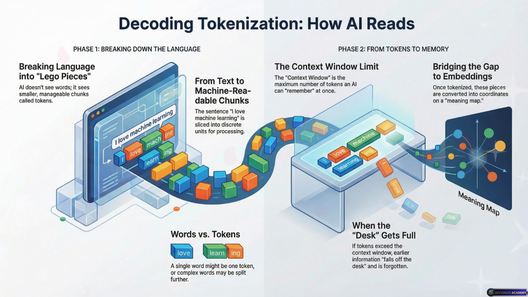Give me an example. Okay, take the word unbelievable. The tokenizer might chop that into unbelieve and able. Oh, I see. Three separate tokens. Exactly. And by breaking human language down into these foundational Lego pieces, we create a fixed, finite vocabulary. Usually it's around maybe 50,000 to 100,000 distinct tokens. So every piece of text ever written can be constructed from this finite box of 50,000 Lego pieces.